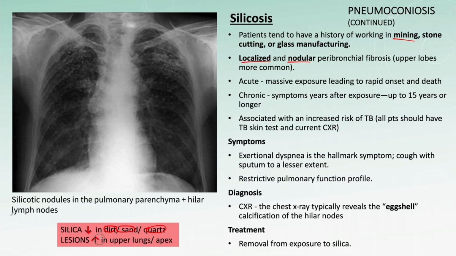So the lesions are up in the upper lobes, we tend to see more apical type opacities. And they are also round and nodular, okay? One other thing that is classic of silicosis is this eggshell calcification of the hilar nodes. Eggshell calcification. And on the next slide, I have a better picture of this. The only treatment is quitting your job, getting away from the silica.